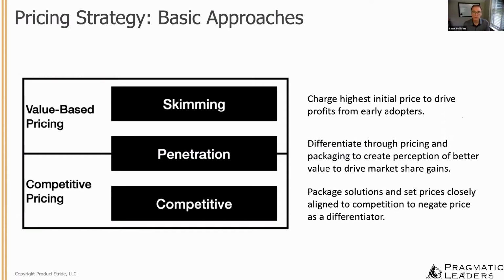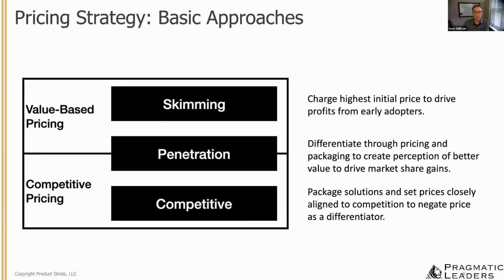And to do this, we use a penetration strategy where we're going to set the price point below the value we think it brings to the customer or below competitive offerings in the market. If done well, and you can see that there is some parity with other competitors in the market, you're going to end up gaining market share if you're doing an effective job of marketing your product.